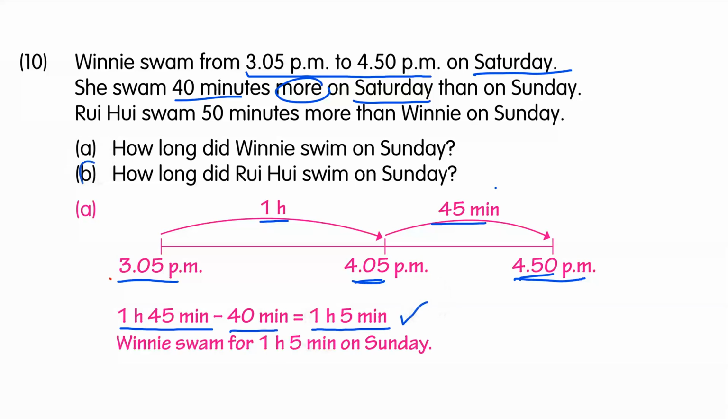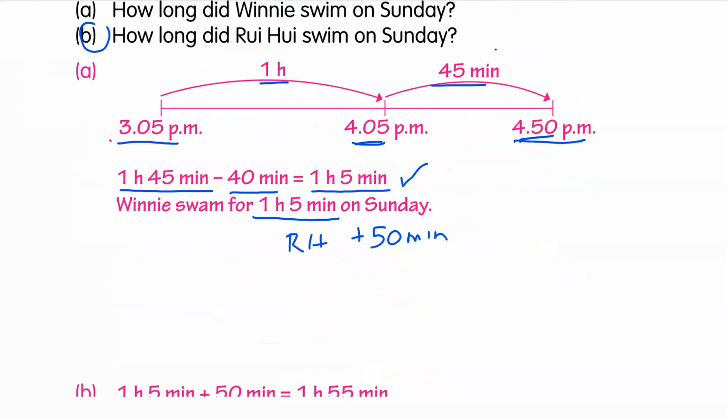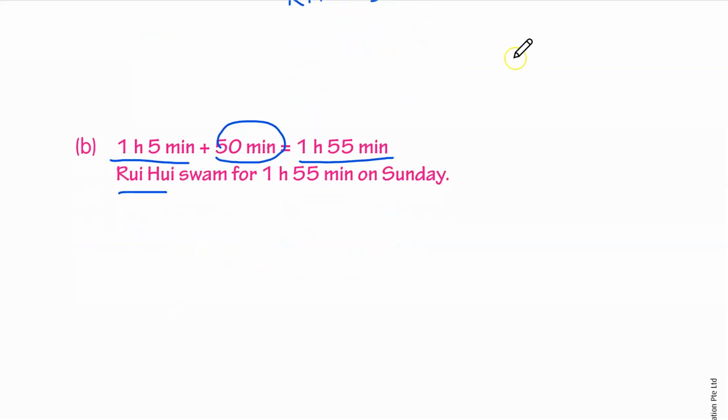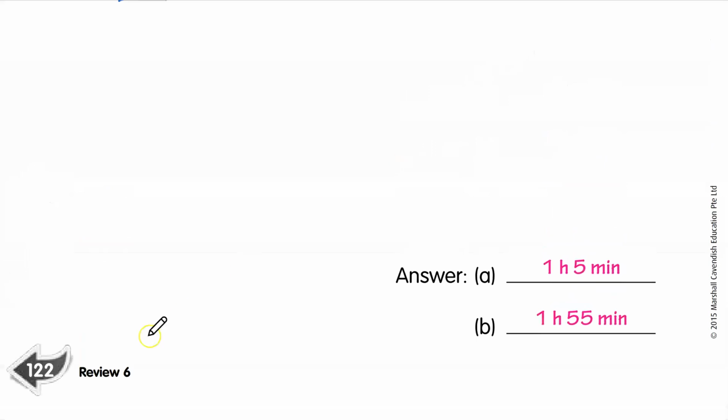Now next is another person, Ri Hui. She swam 50 minutes more than Vinny on Sunday. This is Vinny's time on Sunday, and somebody called Ri Hui is spending 50 minutes more than her. This is how you calculate. So you take Vinny's time, you add on the time spent more for Ri Hui. Total, this is Ri Hui's time. Alright, that's all for review 6.